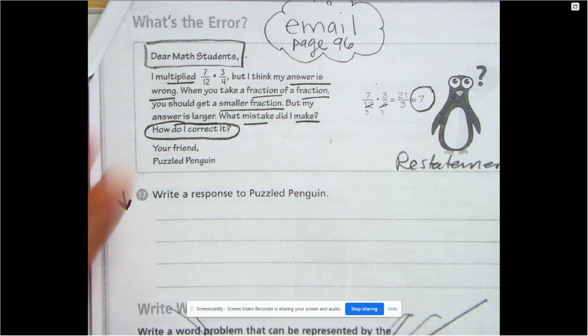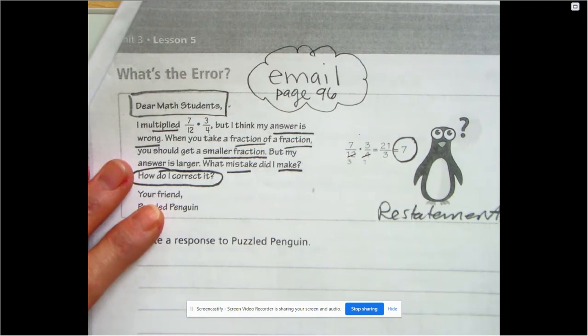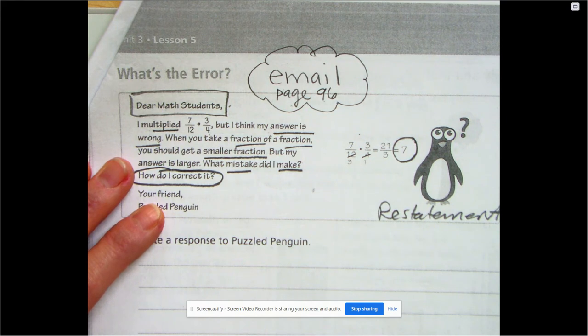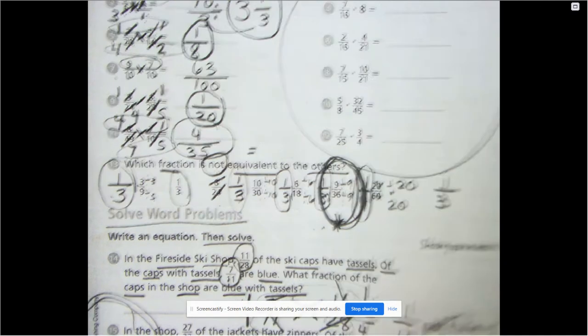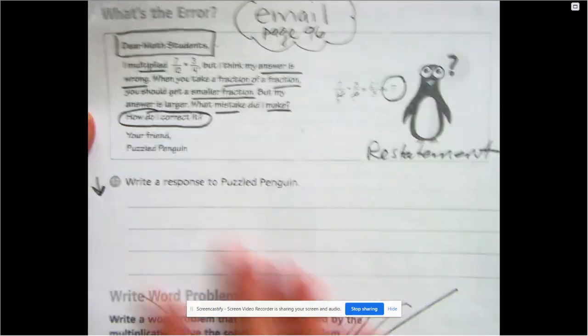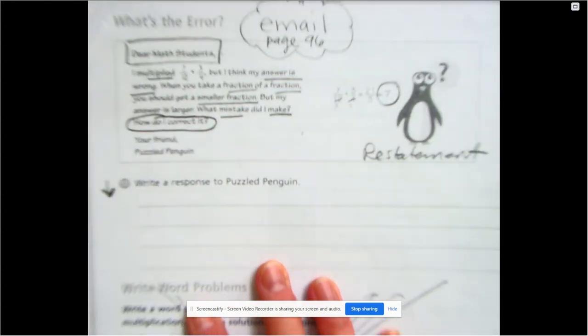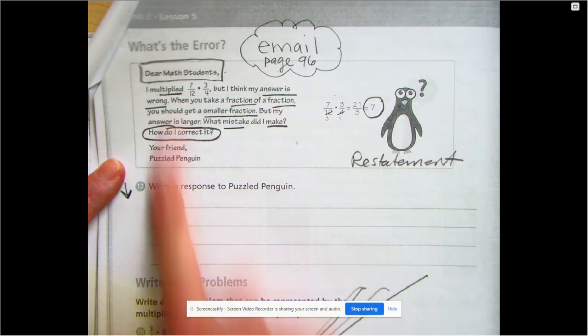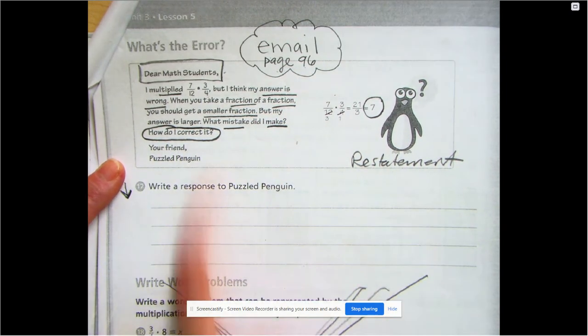You are only going to email me page 96. Okay? So I do not need to see this in your email. Mrs. Kuhlman needs to see this work in your email. So when you are finished, you're going to take a picture and you're going to email me your work from page 96.